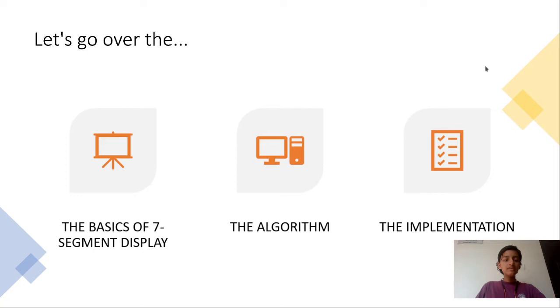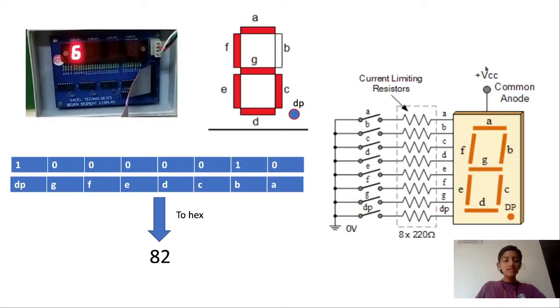Now first let's look at the basics of 7-segment display, then we will go over to the algorithm and then we will see the implementation. So in order to display a number or a letter on a 7-segment display, we first need to know whether it's a common cathode or a common anode type. The one we have in our lab is a common anode type, where all the anode connections are joined together to get a logic high, and one needs to ground the LED which one wants to light up. So we need to provide a 0 to the LED which we want to light up.